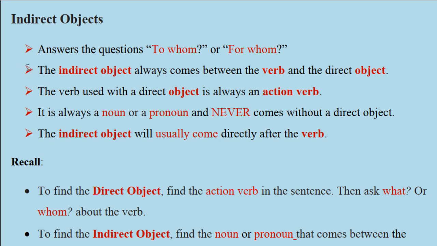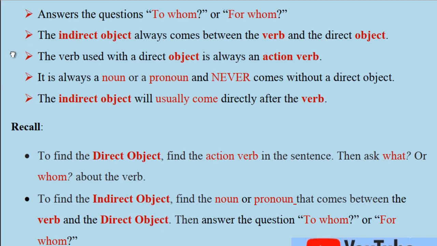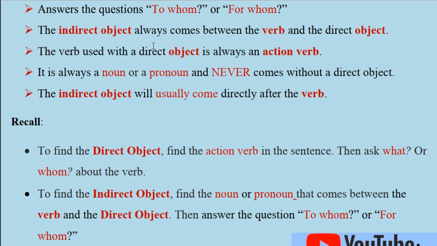An indirect object answers the question to whom or for whom. The indirect object always comes between the verb and the direct object. Now we have learned how to extract the direct object from a sentence. The indirect object always comes between the verb, or action verb, and the object. We will see this in the next example.